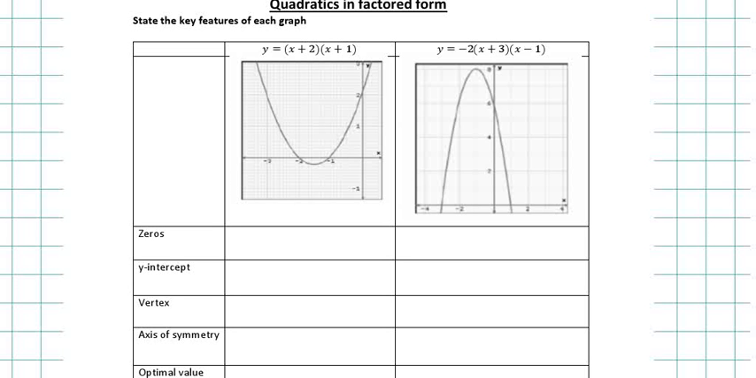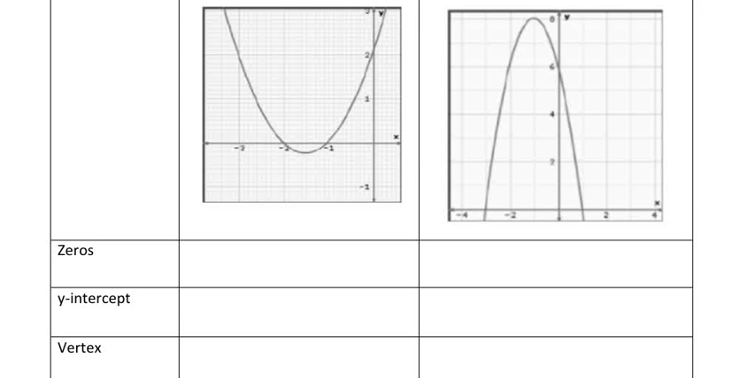We know this is in factored form because you have the two brackets, the binomials, and they're multiplied together. And this is the graph. Can you guys see the graph? Not clearly, but we have it.